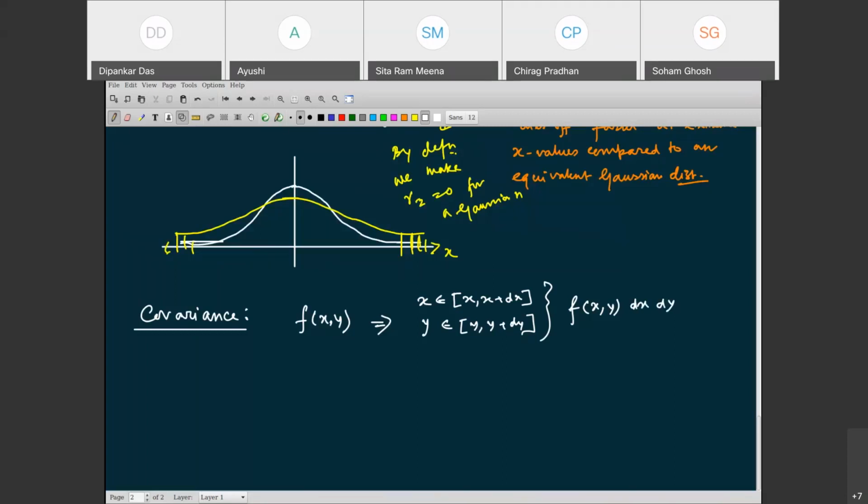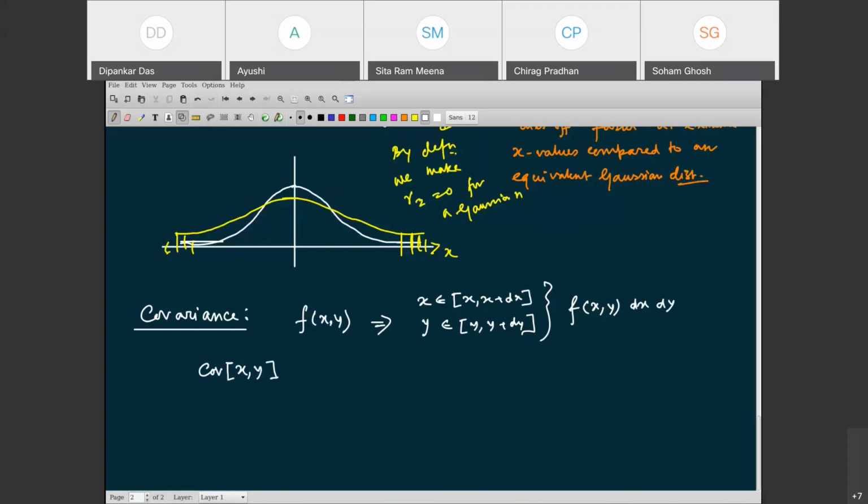So this is kind of the two-dimensional generalization of the probability distribution. So whenever we have more than one random variable, we can define something called a covariance. The covariance will be between two variables, x1 and x2. So let me say x and y for brevity now. Suppose I have two variables.